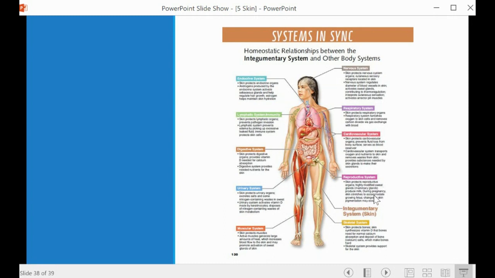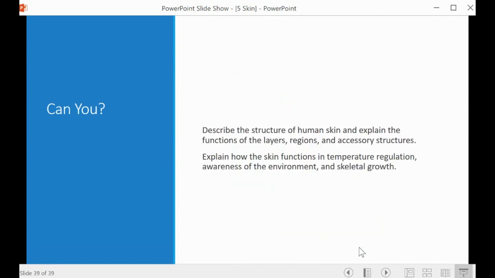The reproductive system, this is very evident with the females. Those mammary glands are just modified sweat glands. And so the skin is going to stretch during pregnancy. And then the skeletal system is going to provide support for the skin. So, can you describe the structure of the human skin and explain the functions, the layers, the regions, and those accessory structures, and then explain how the skin functions in temperature regulation, awareness of the environment, and skeletal growth?